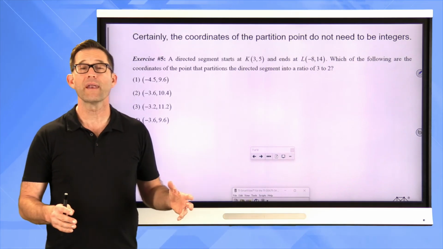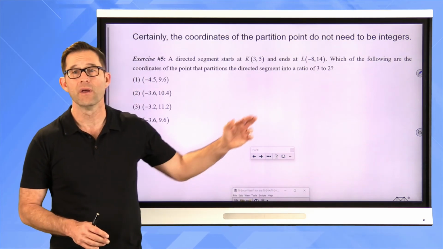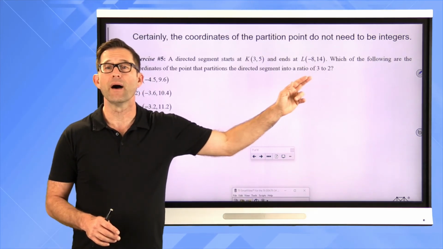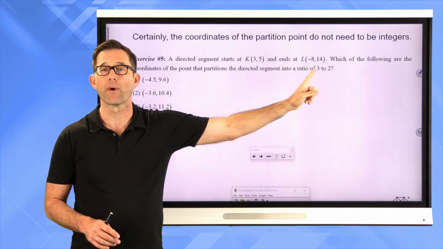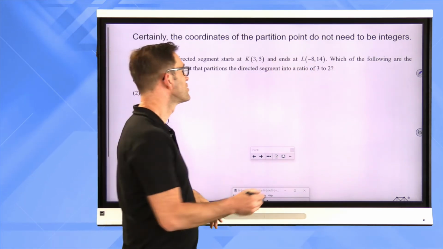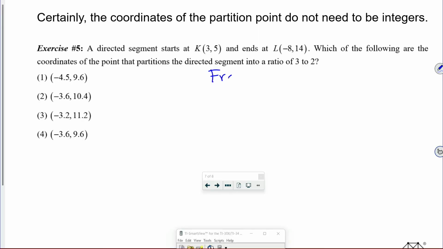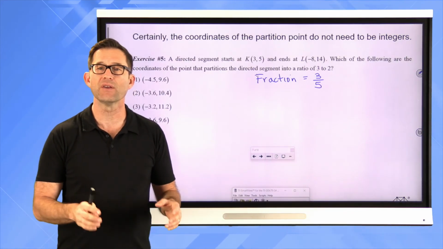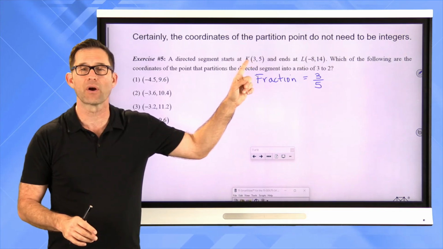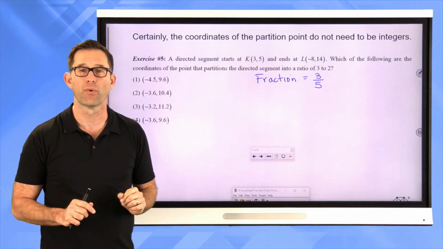All right, well, again, I start by first thinking about the fraction. Right, I've divided the segment really up into 5 equal parts, and the distance to the partition point represents 3 of those parts, so my fraction, my governing fraction, if you will, is equal to 3/5. All right, 3/5 of the change in x and the change in y have to be added on to my starting point to get to my partition point.